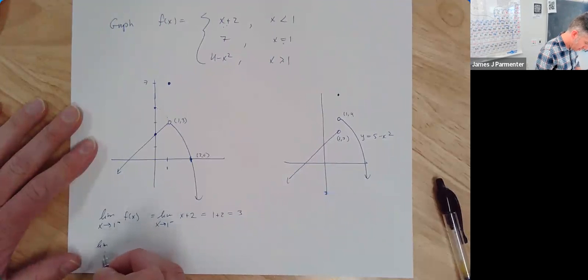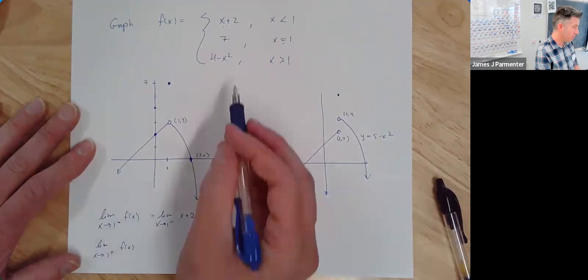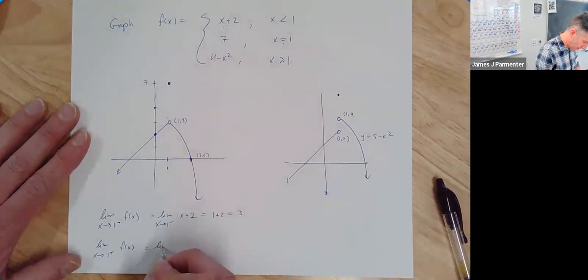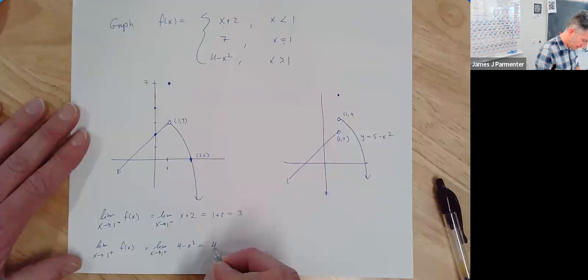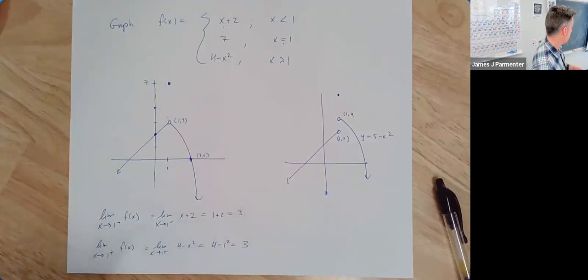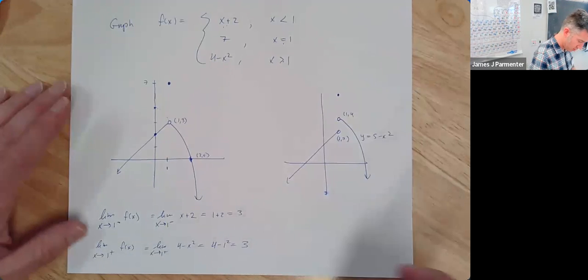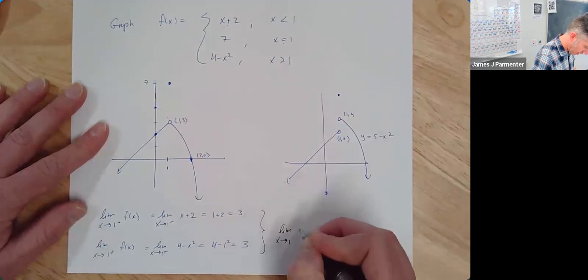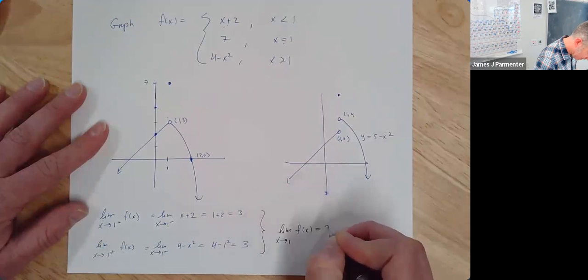Similarly, as we approach 1 from the right-hand side, now we're going to use the bottom piece because that's where x is larger than 1. So that's going to equal the limit as x approaches 1 from the right of 4 minus x squared. And when I plug it in, I get 4 minus 1 squared, which is still 3. So as far as this function is concerned, the double-sided limit as x approaches 1 of f of x is indeed equal to 3.